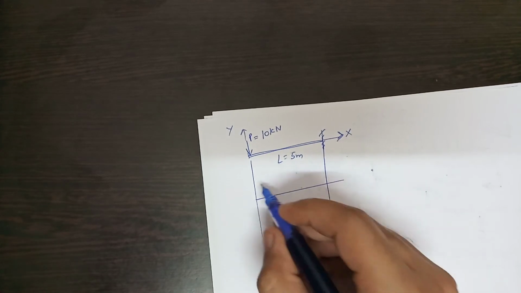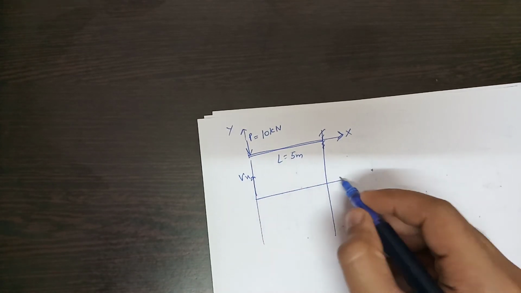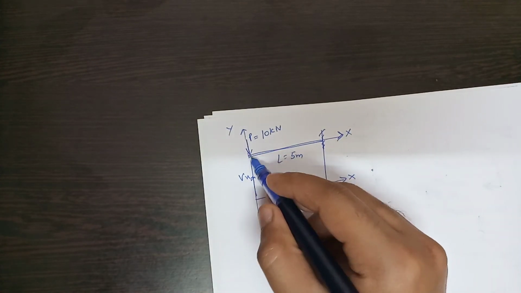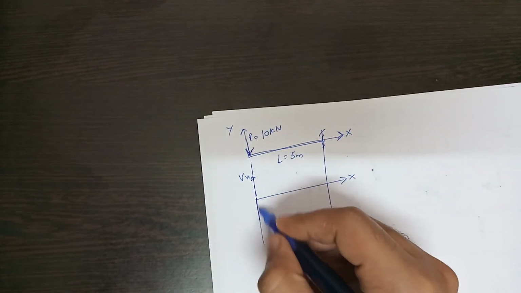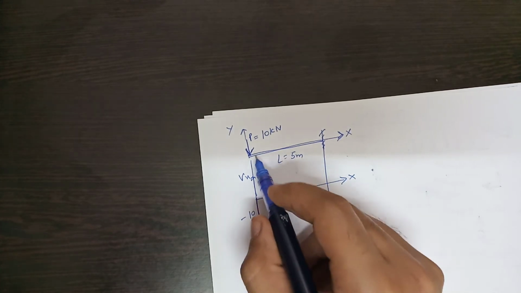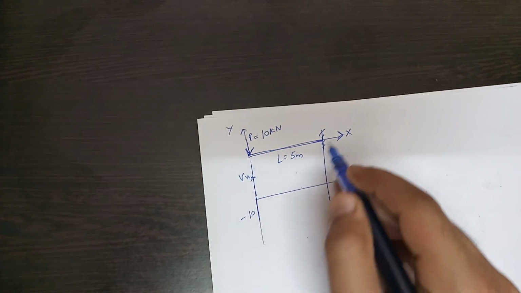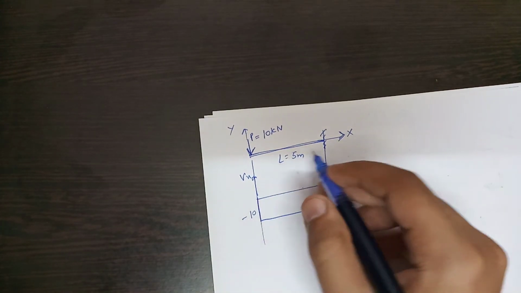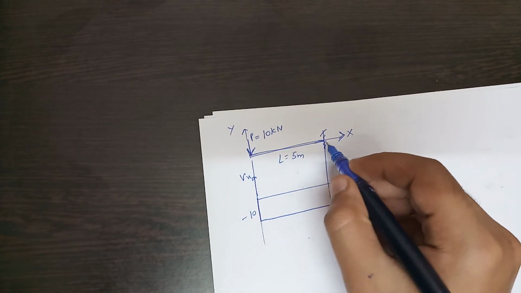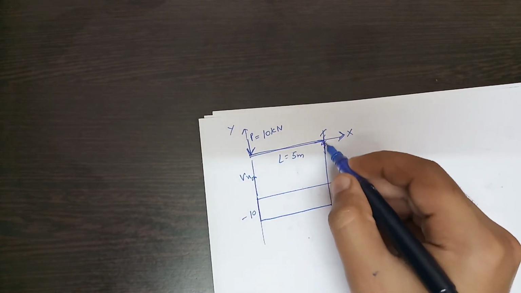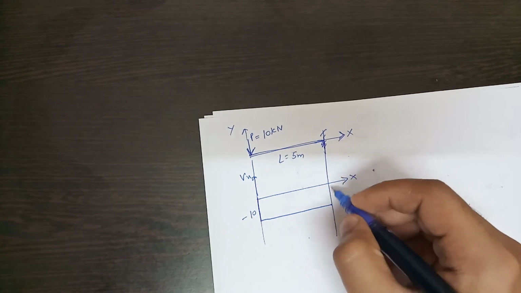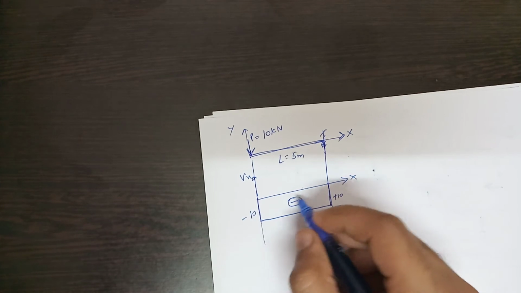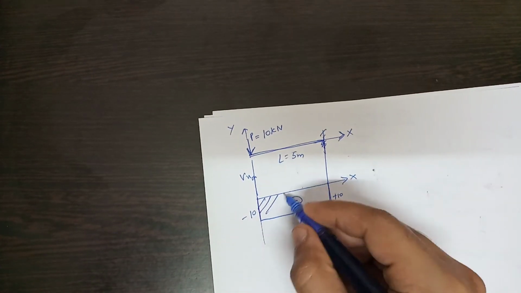So this will be Vx, that means shear force, and x. Since the force is acting in the downward direction, it will be taken as minus 10. Now throughout this length no other force is there, so throughout the length this force will be constant. Now for this beam to remain in equilibrium, the reaction will be given by this fixed support and it will be in the opposite direction. So plus 10 will be here. This is your diagram for shear force.